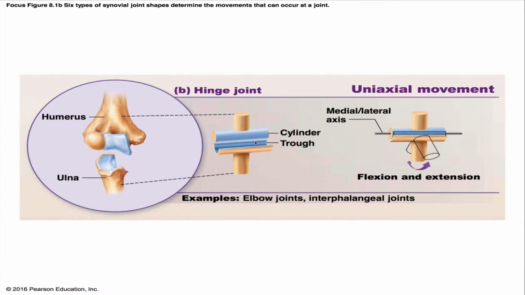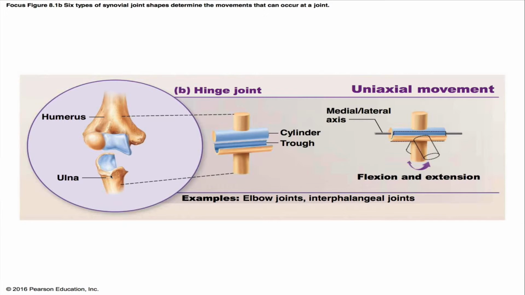This is your hinge joint over here. Perfect examples are the elbow joint or the interphalangeal joints. So notice what we have here. This is your cylindrical shaped bone up over here, and then you have this trough shaped bone down over here. So this is where you're going to get this bone fitting over here with this bone. So here you go. You can see it.